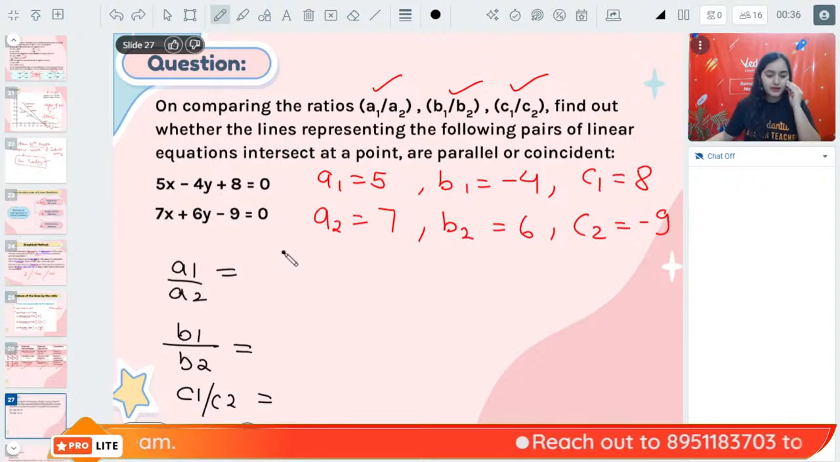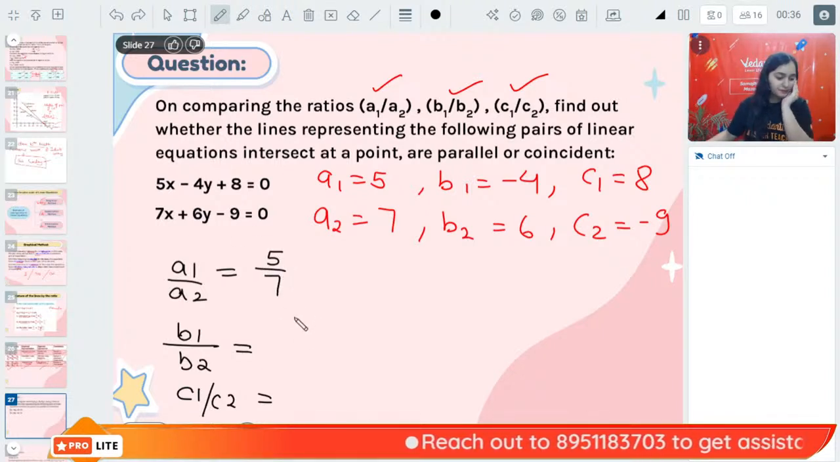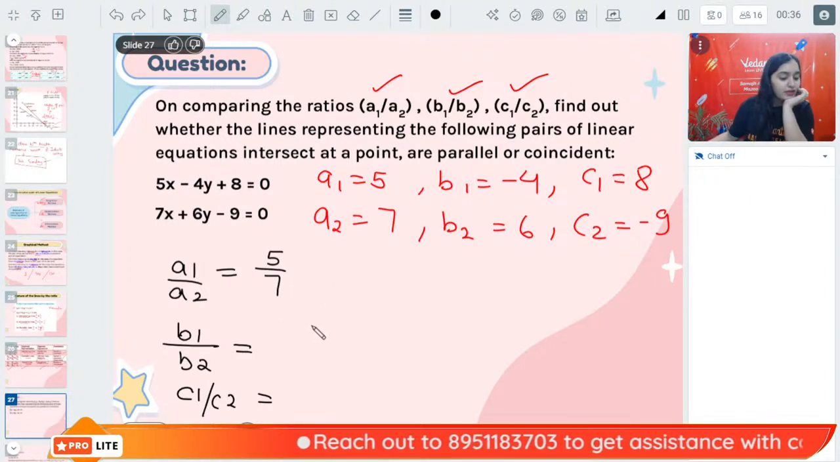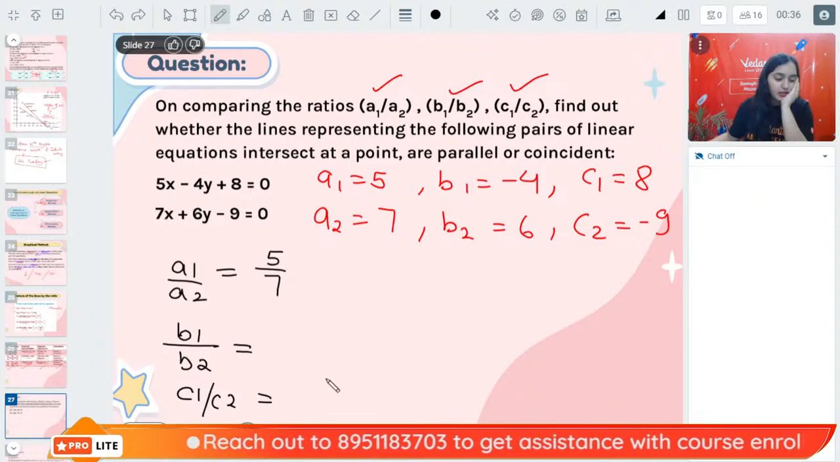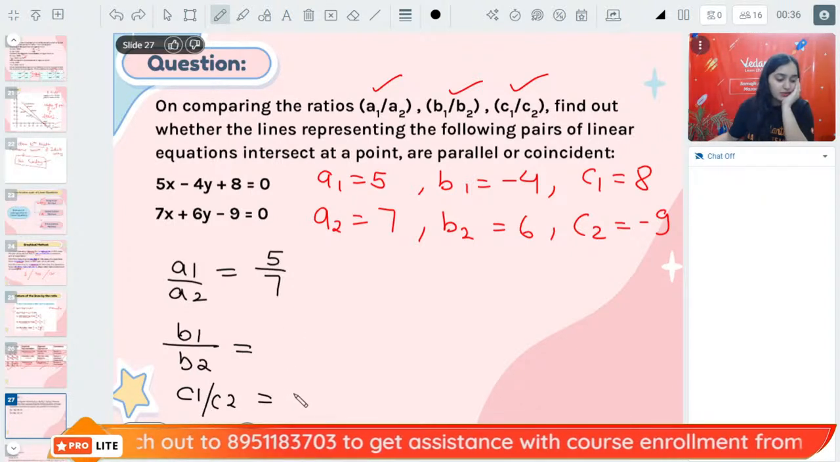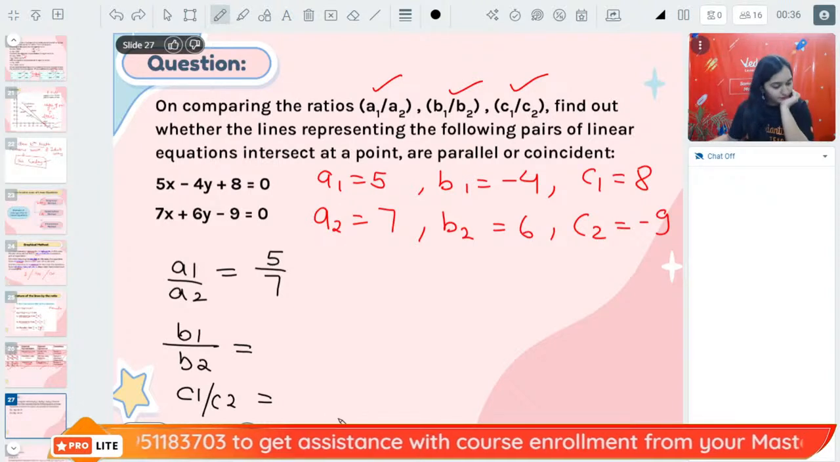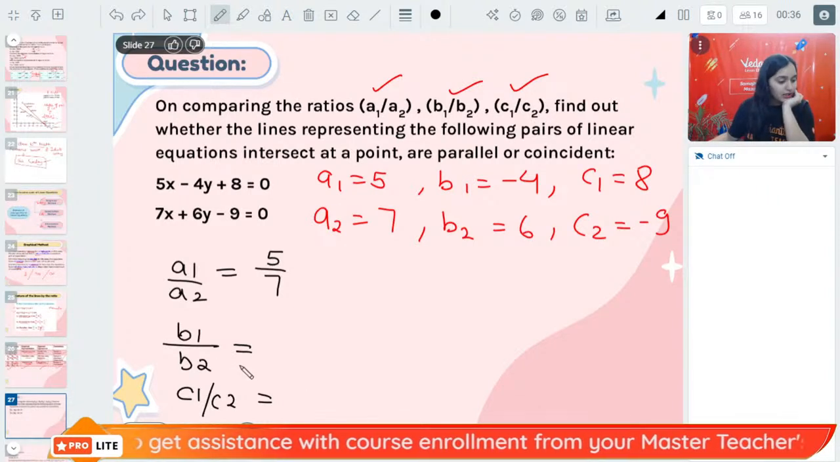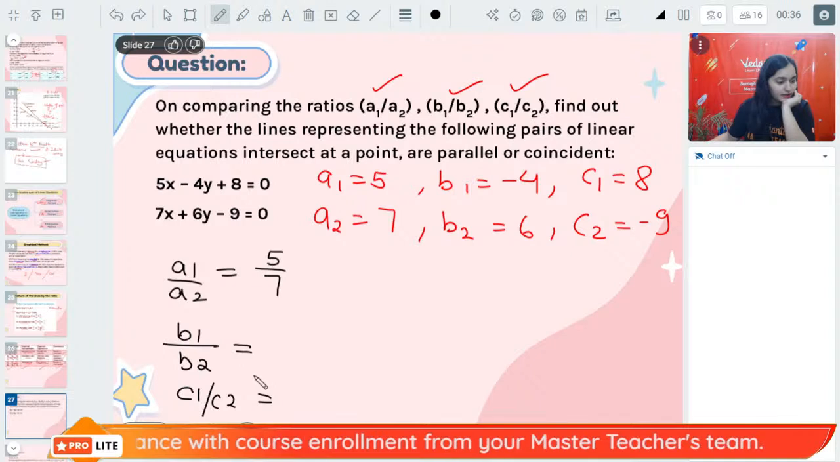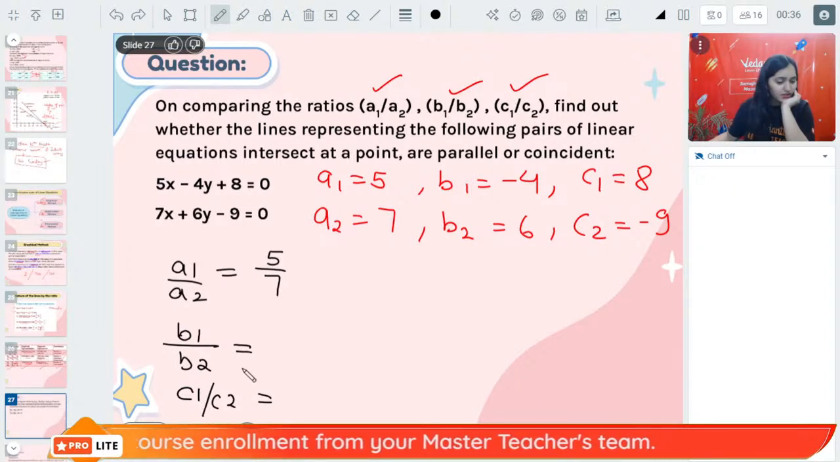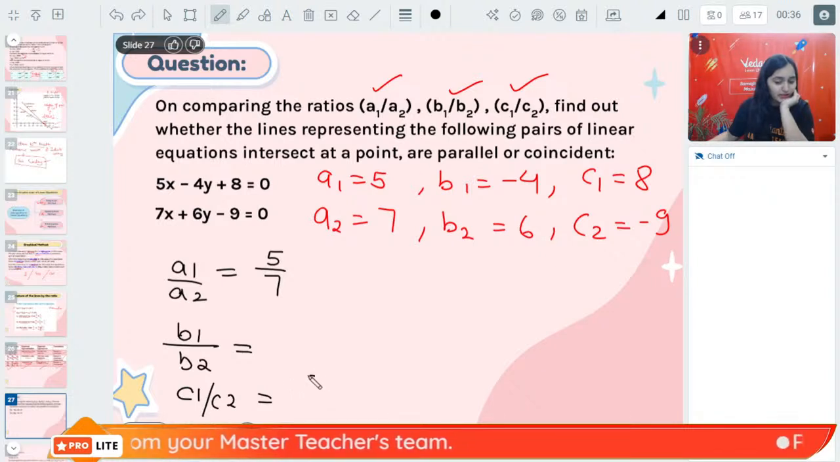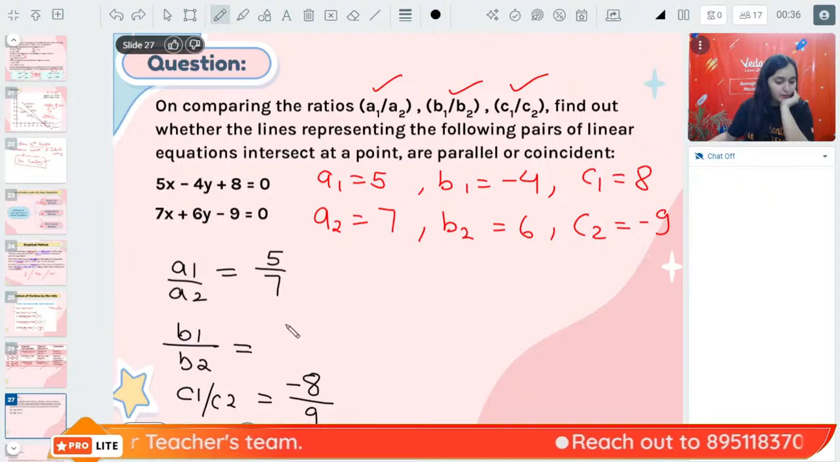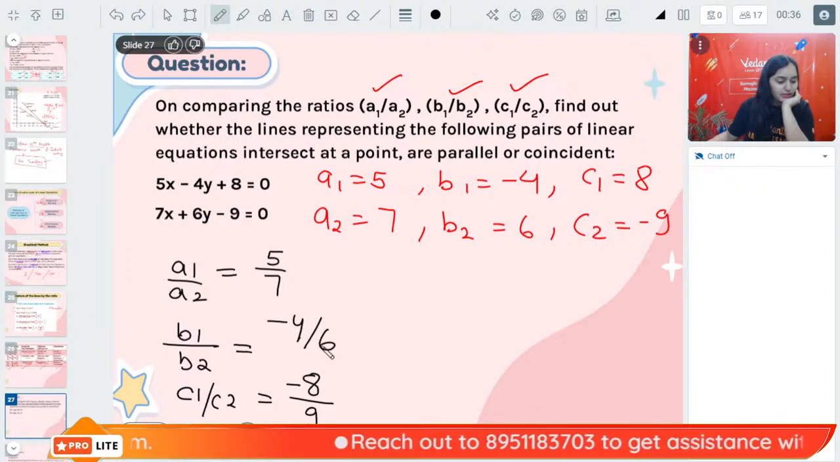Alku has got the answer, 5 upon 7. Yes, Navya, b1 upon b2 is how much? And Priyanshu, c1 upon c2 is how much? Adi has also got the answer. Quickly. Yes. c1 upon c2 is -8 upon 9. What about b1 upon b2? It is -4 upon 6.